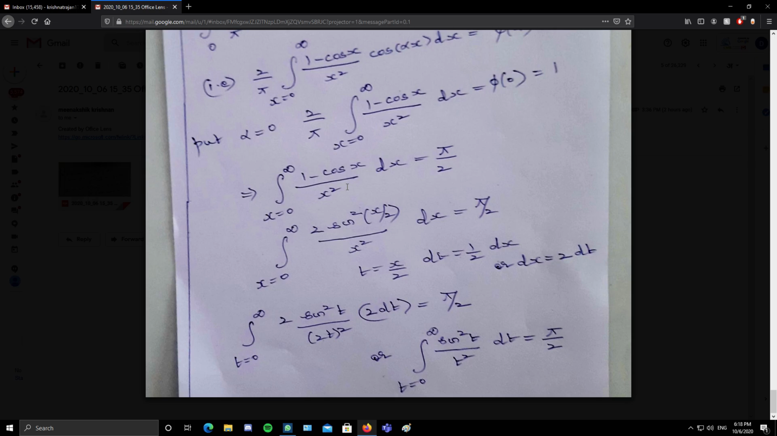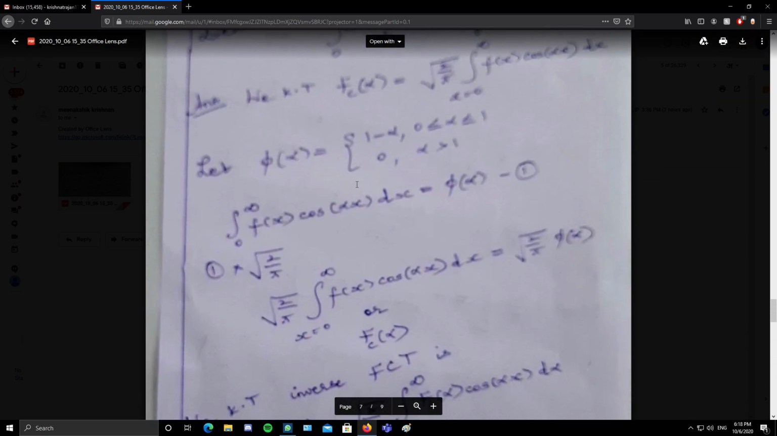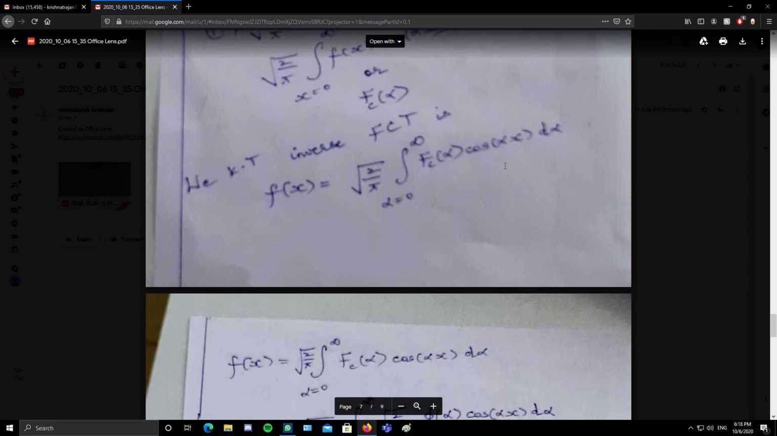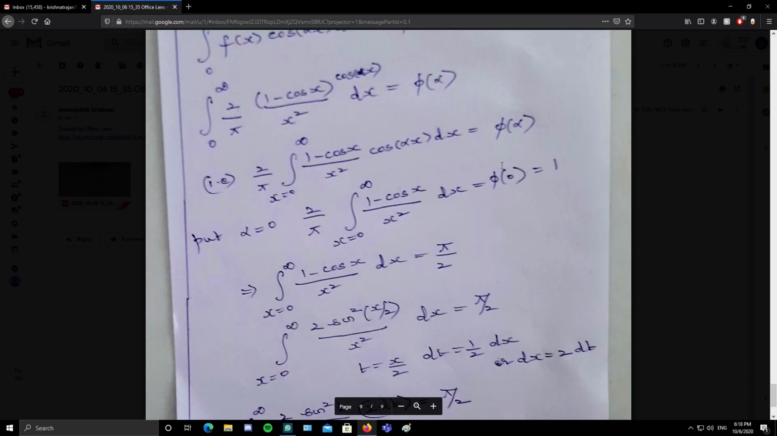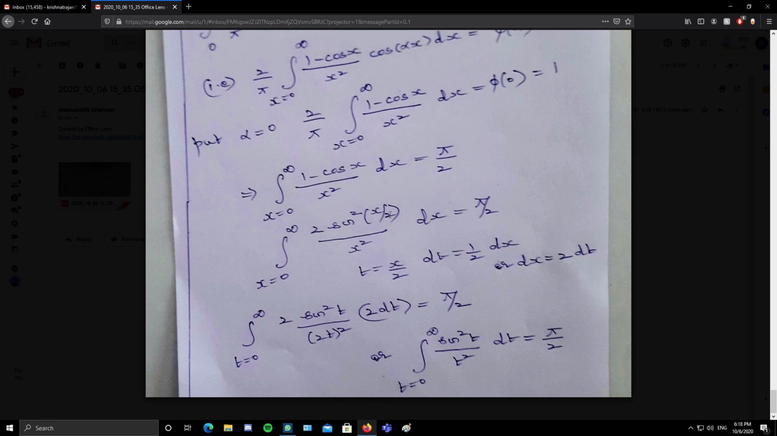What is 1 minus cos x? We have to get one more result, sin square t by t square. So what is 1 minus cos x? It is 2 sin square x by 2. What is 1 minus cos theta? 2 sin square theta by 2. So that's what we have done here. Then keep an eye on the question. You should get this result.